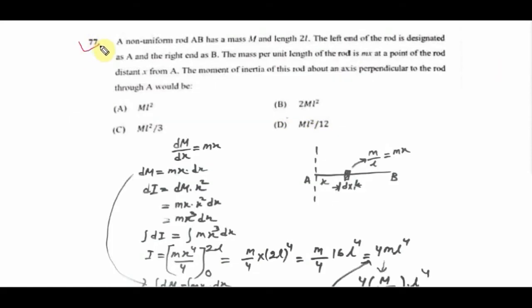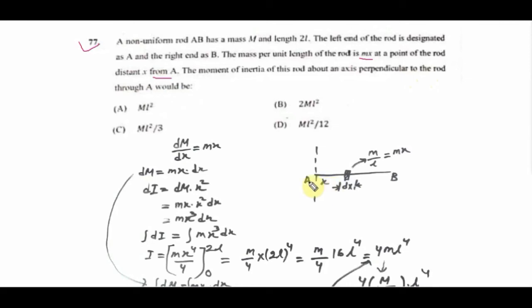Next question. A non-uniform rod AB has a mass m and length 2L. The left end of the rod is designated as A and the right end is B. The mass per unit length of the rod is mx at a point of the rod at distance x from A. The moment of inertia of this rod about an axis perpendicular to the rod through A would be.